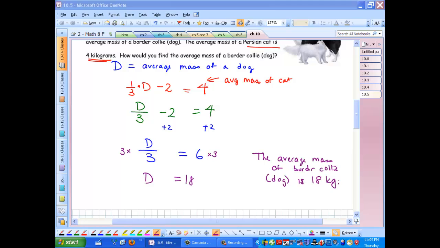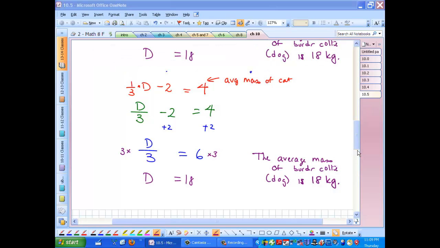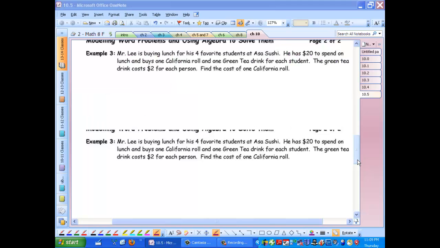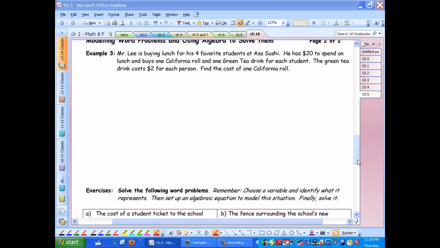All right, so there's 2 examples. I got one more for you, so let's see if we can tackle that, and then we'll be done for today. I'm going to buy lunch for 4 of my favorite students in example number 3. We're going to go to Ace Sushi because they're cheap. I've only got $20 to spend on lunch, and so I buy one California roll and one green tea drink for each of my 4 students. The green tea drink, of course, costs $2 per person, and so the question I have for you is, can you tell me how much the cost of one California roll was?